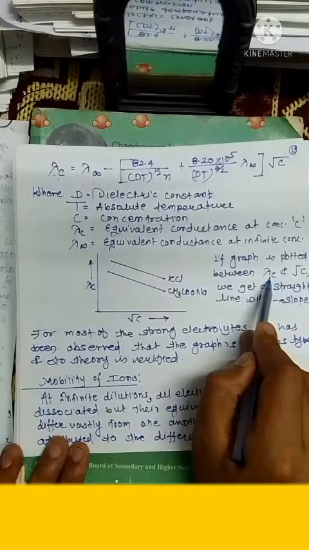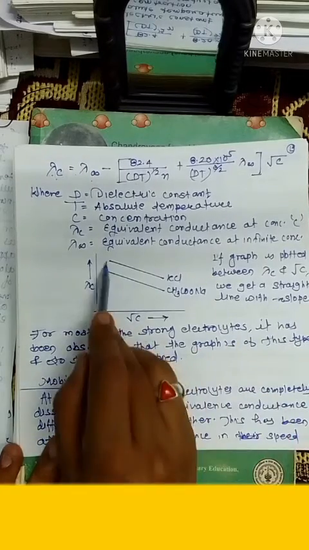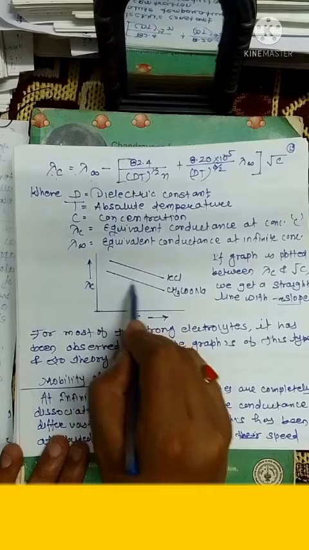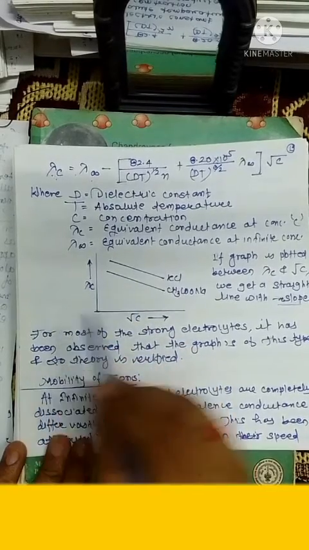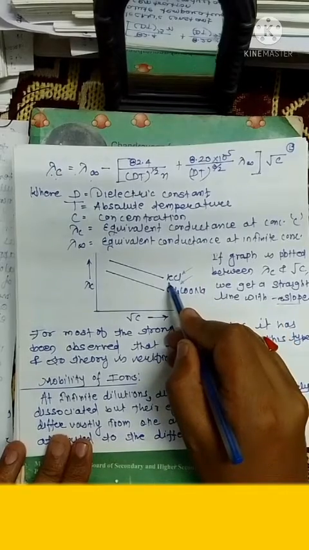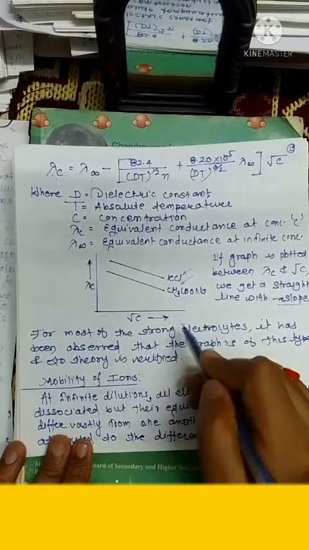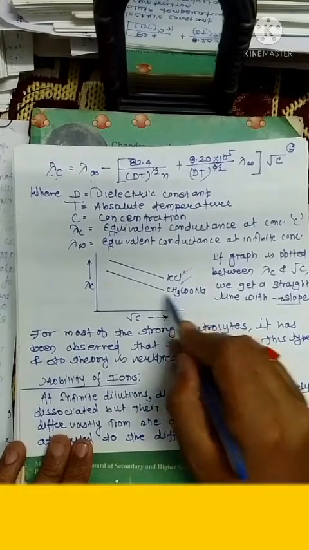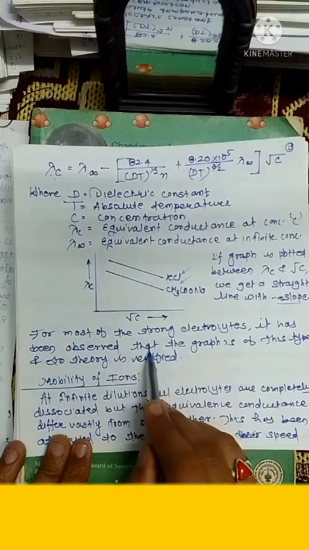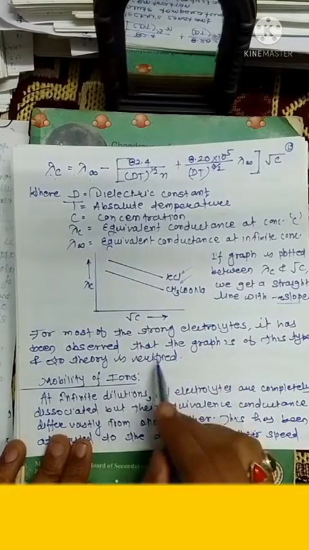If a graph is plotted between lambda C and the square root of concentration, we get a straight line with negative slope. If we calculate the slope of these lines, it always comes out as a negative quantity. And just see both these examples, potassium chloride and the sodium salt of acetic acid, that is sodium acetate, are strong electrolytes. So from this graph, for most strong electrolytes, it has been observed that the graph is of this type. If we take NaCl, it also gives this type of graph, and so the theory is verified.